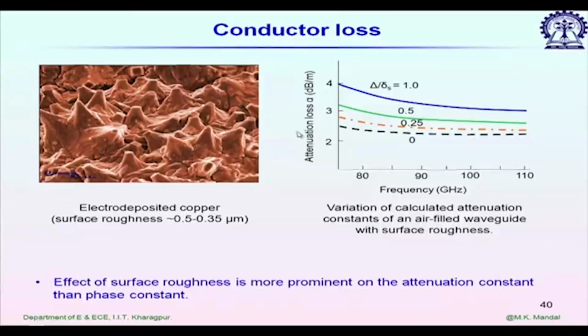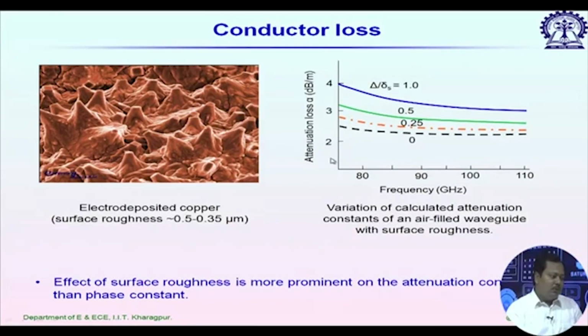Here we are plotting the attenuation loss alpha, which represents the conductor loss only, versus frequency for a standard rectangular waveguide WR10, which is air filled. If I consider zero surface roughness, then this bottommost line shows the variation of alpha c versus frequency. The typical value is 2.2 to 2.3 dB per meter, and these are all theoretically calculated values.